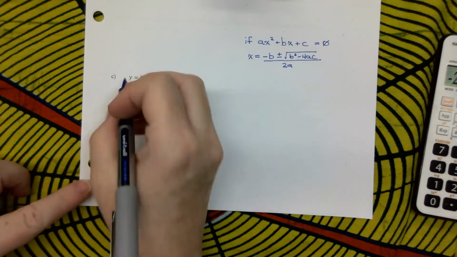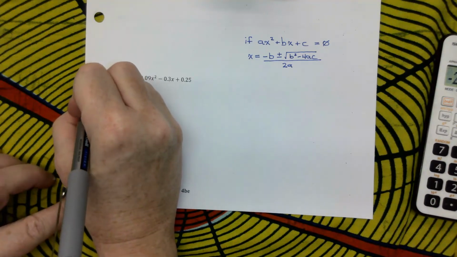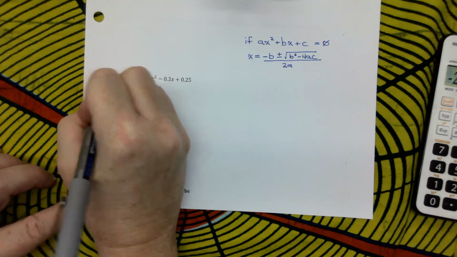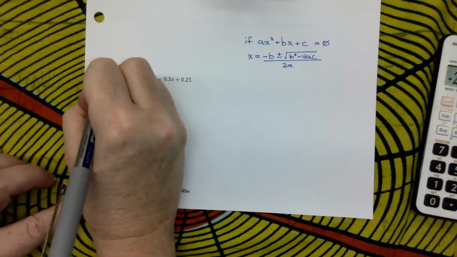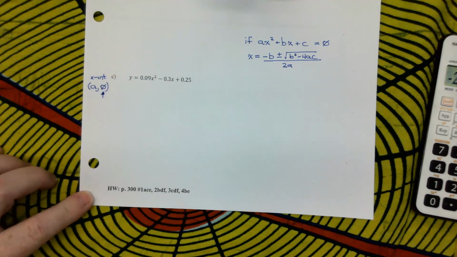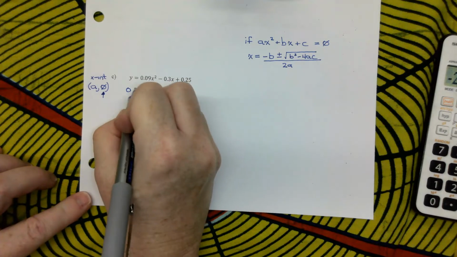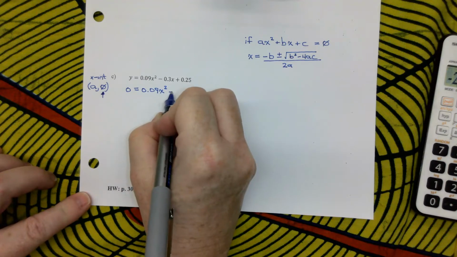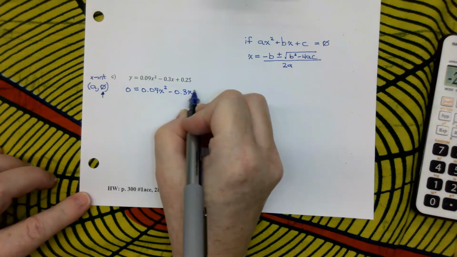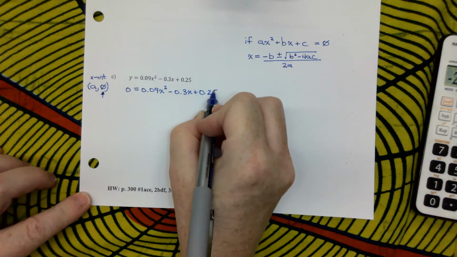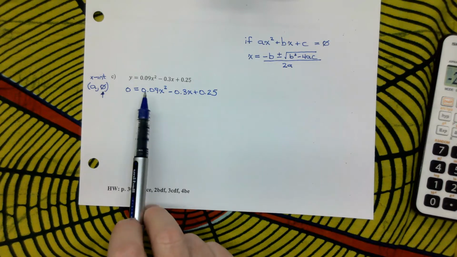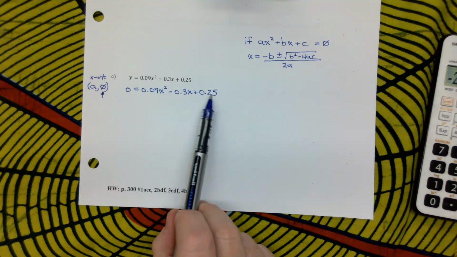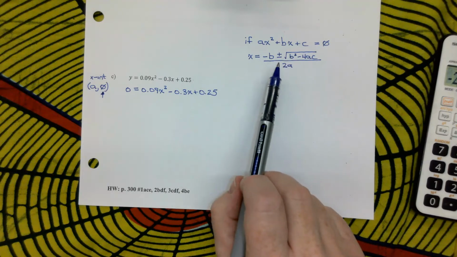So once again, I know that whenever I have an x-intercept, my y is going to be 0. So I'm going to go ahead and replace y with 0. And then I get 0.09 x squared minus 0.3x plus 0.25. So I can make my A 0.09, and I can make my B 0.3, and I can make my C 0.25. But then I'm working with decimals.